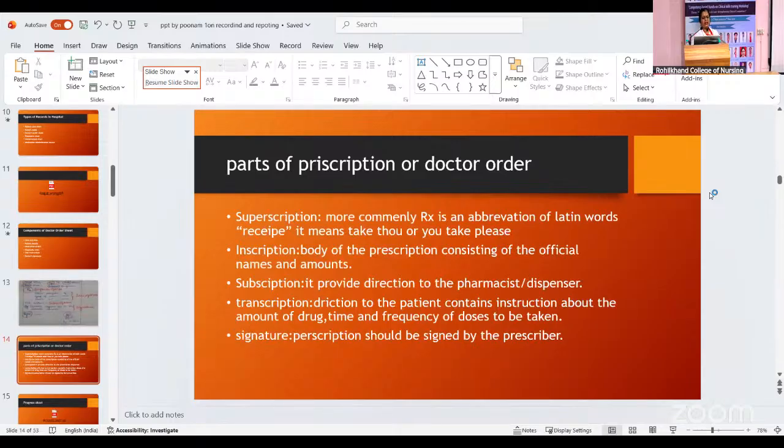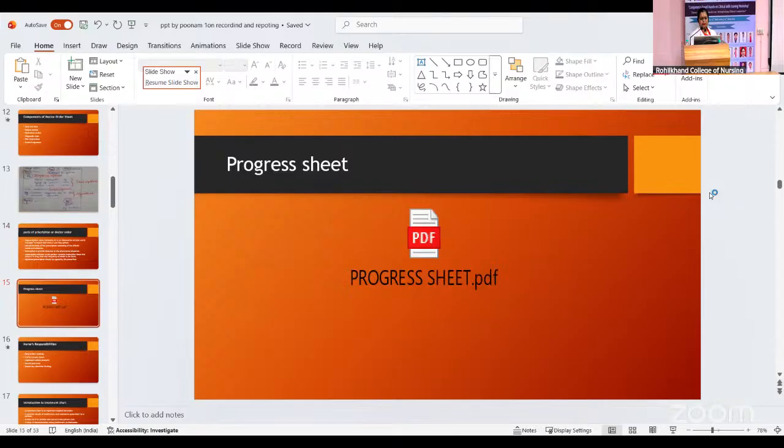Superscription, more commonly RX, is an abbreviation of the Latin word recipe. It means receive, or that you take, please. Inscription: body of the prescription consisting of the official names and amounts. Subscription: it provides direction to the pharmacist or dispenser. Transcription: direction to the patient, containing instruction about the amount of drug, time and frequency and dose to be taken. Signature: the prescription should be signed by the prescriber. So these are the prescription parts.